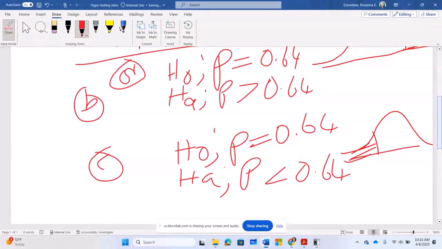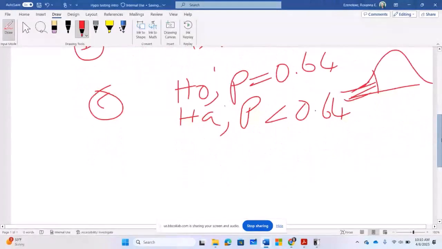Left tail. Okay. So there are three ways you can see the claim depending on the keyword. Depending on the keyword, the claim can be greater than, less than, or not equal to.